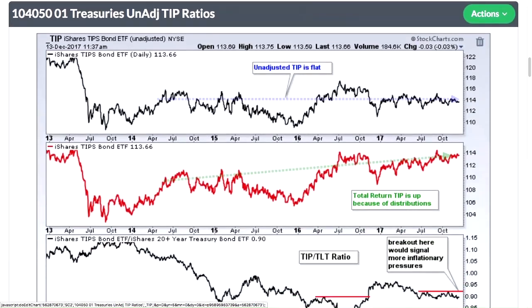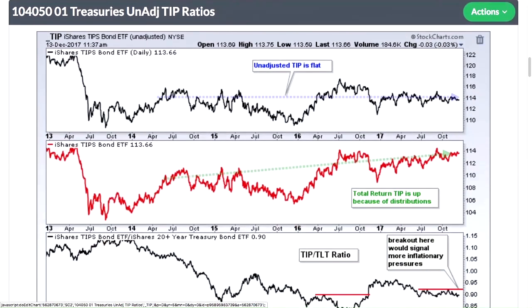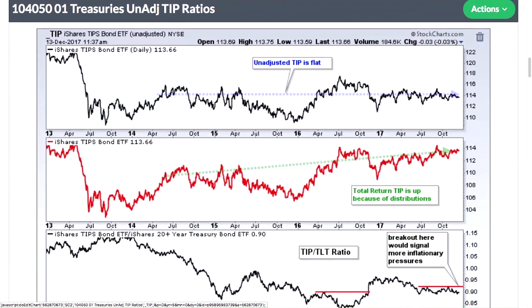So TIPS, the TIP ETF, is based on the TIPS bonds, which are inflation protected. That means if there is inflation, it will be adjusted in the bond and it will pay out a higher rate based on the inflation. So you're not going to lose your return just because of inflation. If you look at this, the top indicator shows unadjusted TIP. As you see at the top left, I've got underscore TIP for my symbol. And when you put an underscore before the symbol, it gives you the unadjusted data.